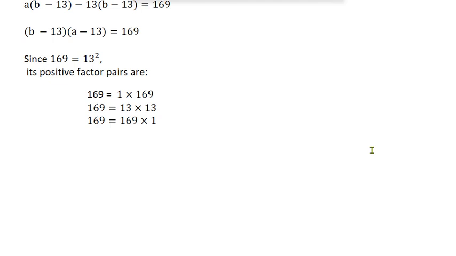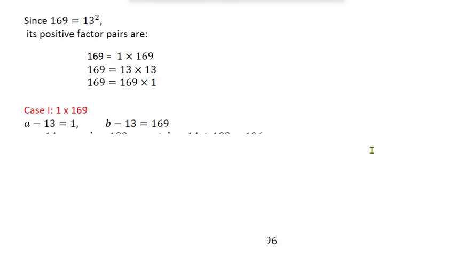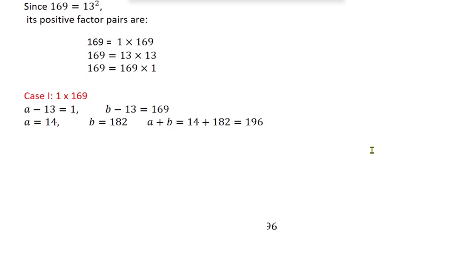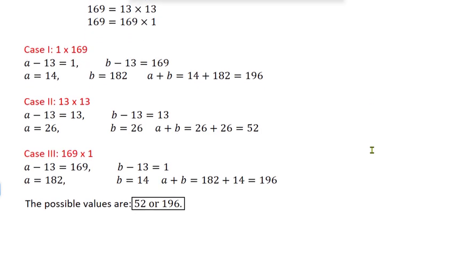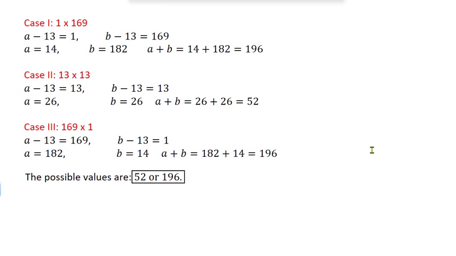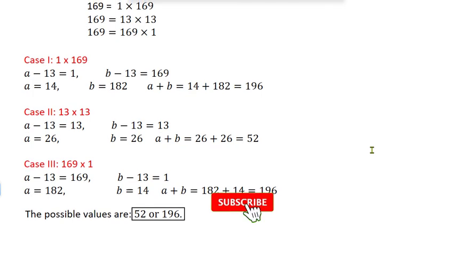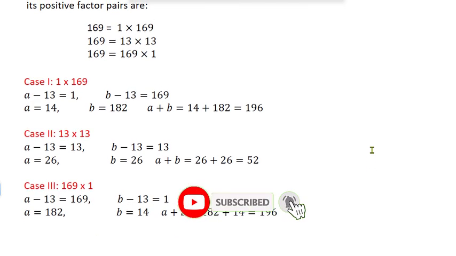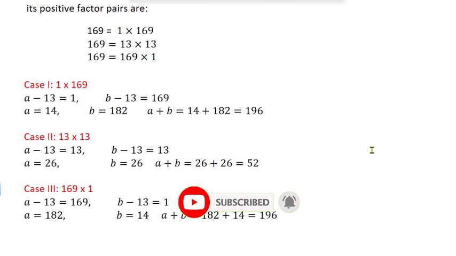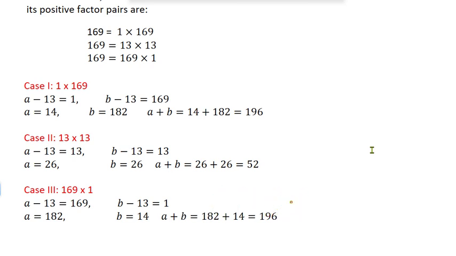If a minus 13 is 1, then a is 14. And if b minus 13 is 169, b is 182. Add them up, you get 196. Okay, second pair, 13 and 13. That makes a 26 and b 26. Their sum, exactly 52. And the third pair is just the reverse of the first one, 169 and 1, which makes a 182 and b 14, meaning the sum is, once again, 196.